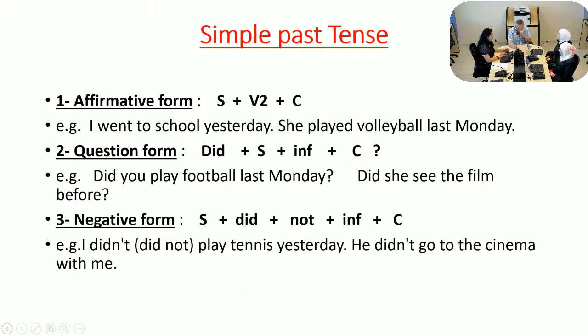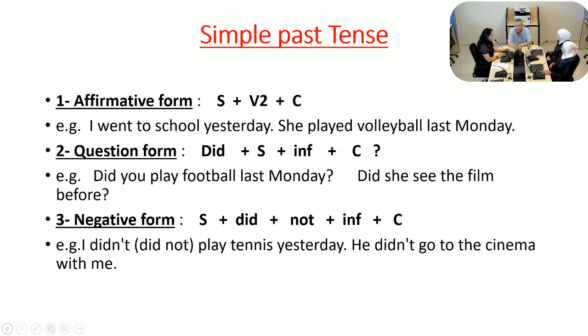We have to talk about the affirmative, question, and negative forms. To start with the affirmative, in the simple past, we use the subject, the verb in the second form or the simple past, and the complement of the sentence. I went to school yesterday. He played volleyball last Monday. So we have yesterday, last Monday to indicate that it's in the simple past.